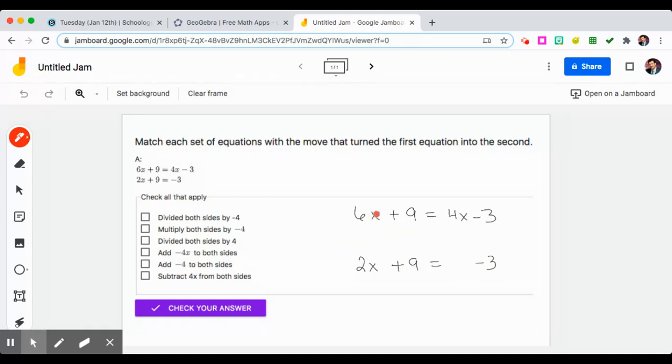So if I look at this, I have 6x plus 9 equals 4x minus 3. Okay, that's my first equation, same as up here. And then my second equation is 2x plus 9 equals negative 3, right? And I put a little space here, and you'll see why in just a second. So if I'm looking at my first equation, the first thing you want to do is look at one side. So I'm going to look at my left side here, and I'm going to compare it to the left side of my second equation.